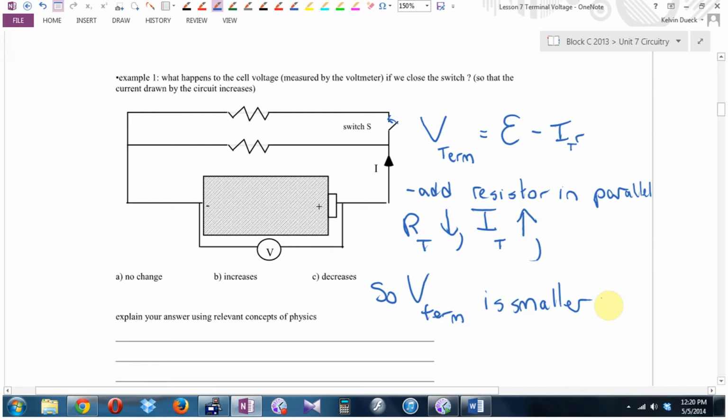Okay? Turns out then, the terminal voltage decreases because the overall current increased. It says, explain your answer. I just wanted to do it next to the diagram so I could see what's going on.